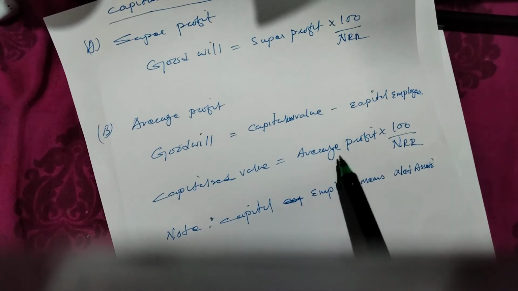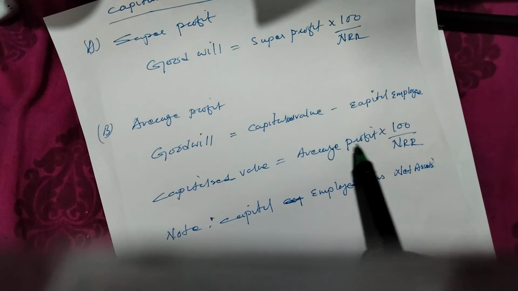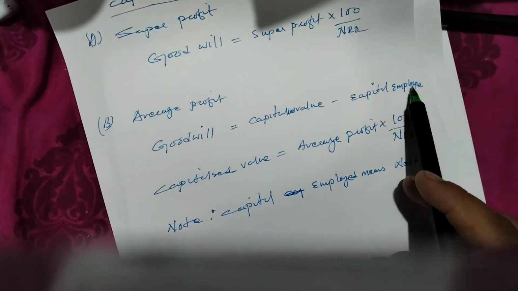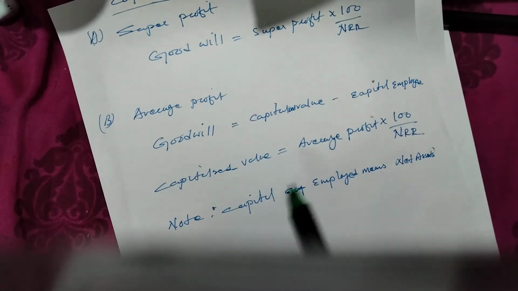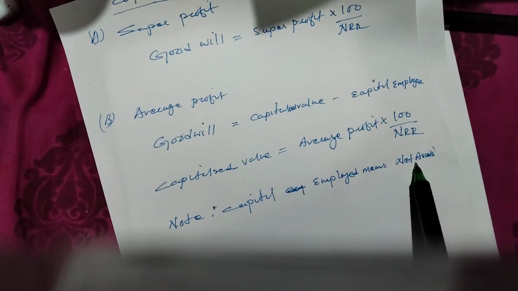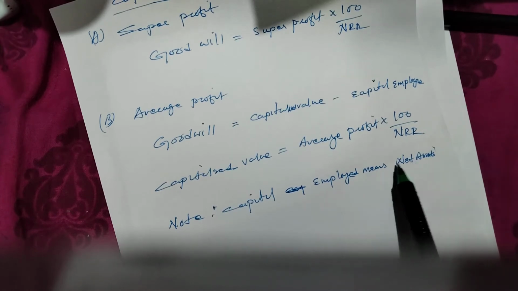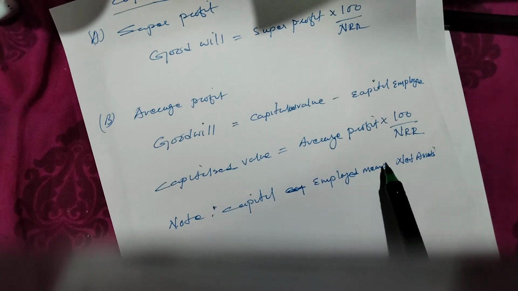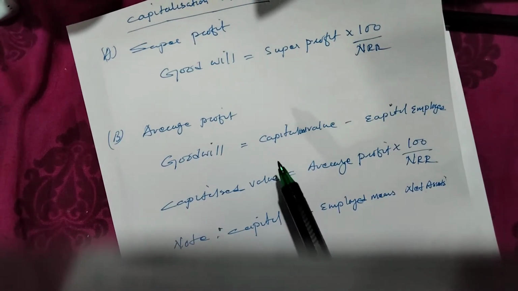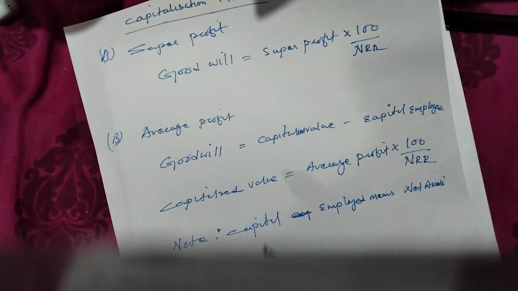You should remember these formulas. Capitalized value is equal to average profit into 100 by NRR. And capital employed means net asset. After deducting liabilities from assets, it will be net asset. So that net asset is your capital employed. By using these two formulas, we are going to solve the question.